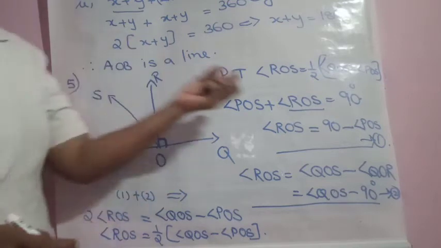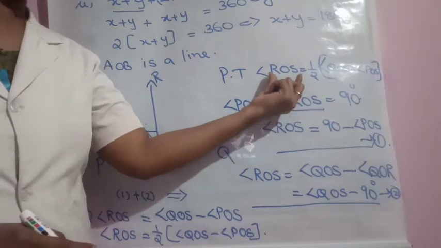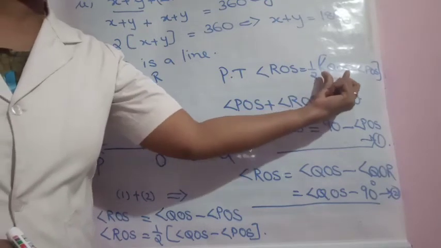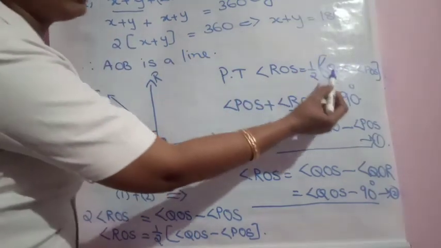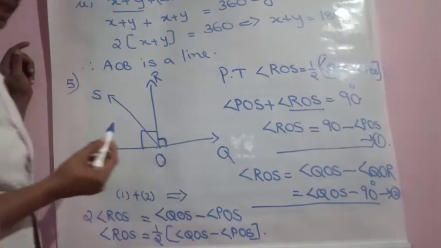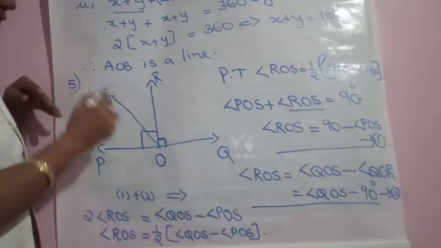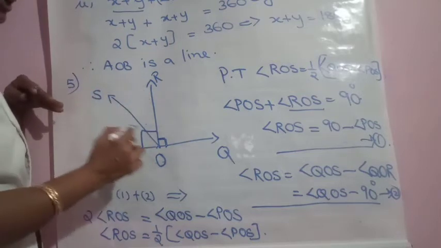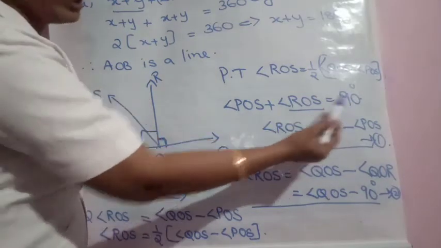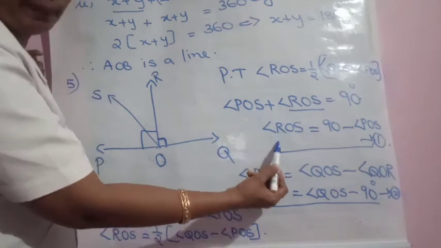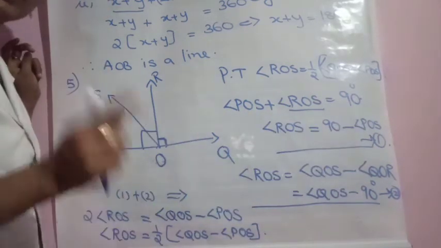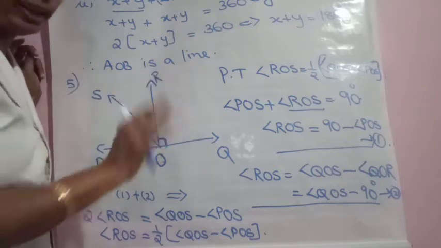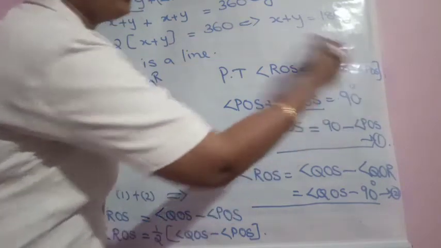What I am doing is, for finding ROS, we have to take two terms. One is QOS, the other one is POS. So in terms of POS, let us write first. See this one. POS and ROS together give 90 degrees. So from this, ROS can be found using 90 minus POS. That is our equation 1. One side finished. Then in terms of QOS.